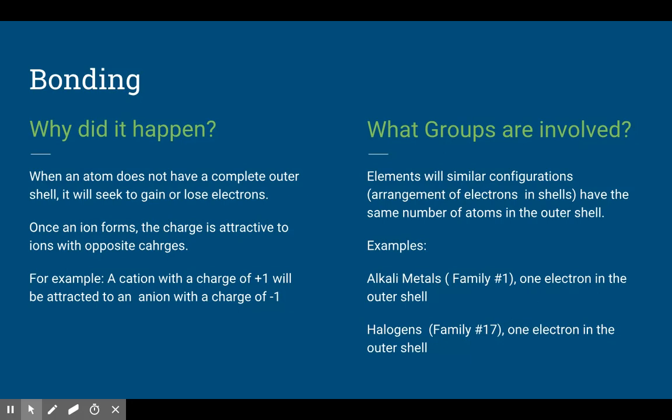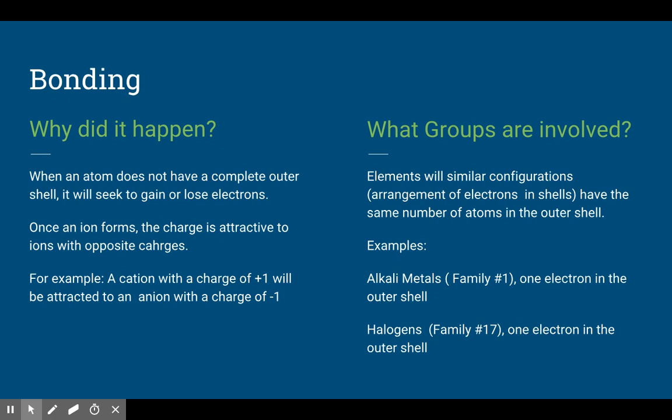We have the alkali metals found in family number 1 of the periodic table. If we look at each one of these, their configuration has 1 electron in the outermost shell. On the opposite side of the table, family number 17, we find the halogens. The halogens are all very close to having completed an outer shell of electrons.